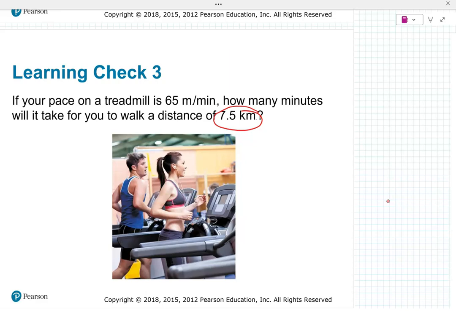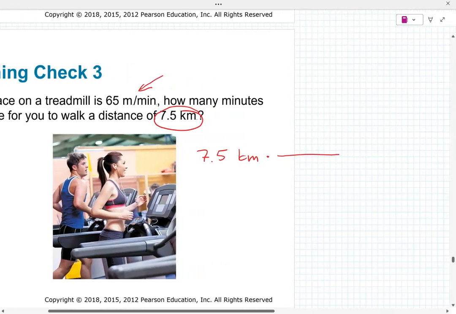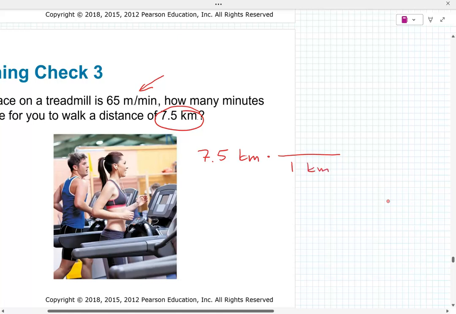Correct? So we start with the distance, 7.5 kilometers. Okay? But your velocity, your speed, is not in kilometers. It's in meters. So you have to go from kilometers to meters. So from kilometers to meters, what goes on the bottom? Kilometer contains how many meters? That checks out. Okay?